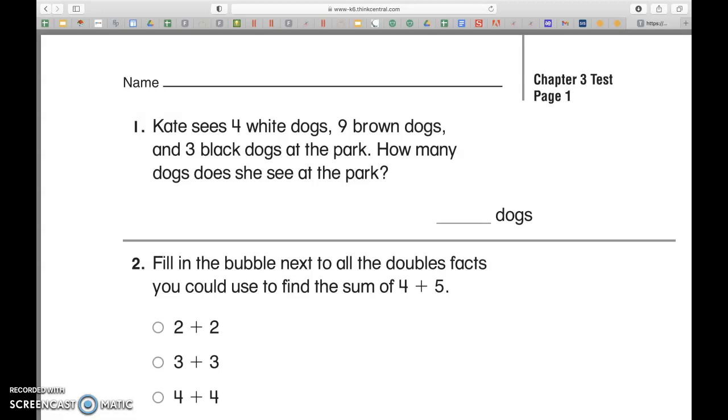Kate sees 4 white dogs, 9 brown dogs, and 3 black dogs at the park. How many dogs does she see at the park? You have this area to work, and then I want to see your answer on this line right here by dogs.